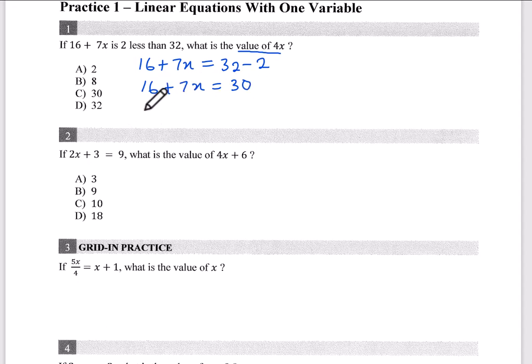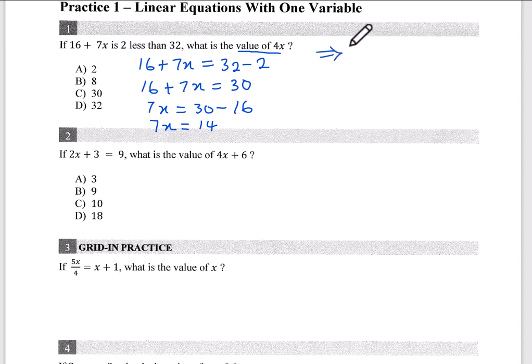So subtracting 16 from both sides, whatever method you wish to use, 7x is equal to 30 minus 16. So 30 minus 16 is what? That's 14, right? Okay, so we have that 7x is equal to 14. Let's continue from this point.